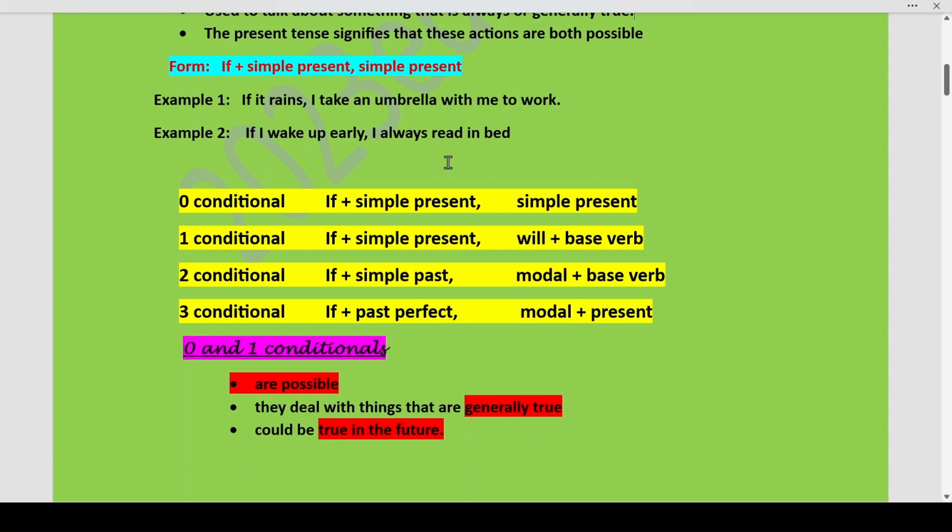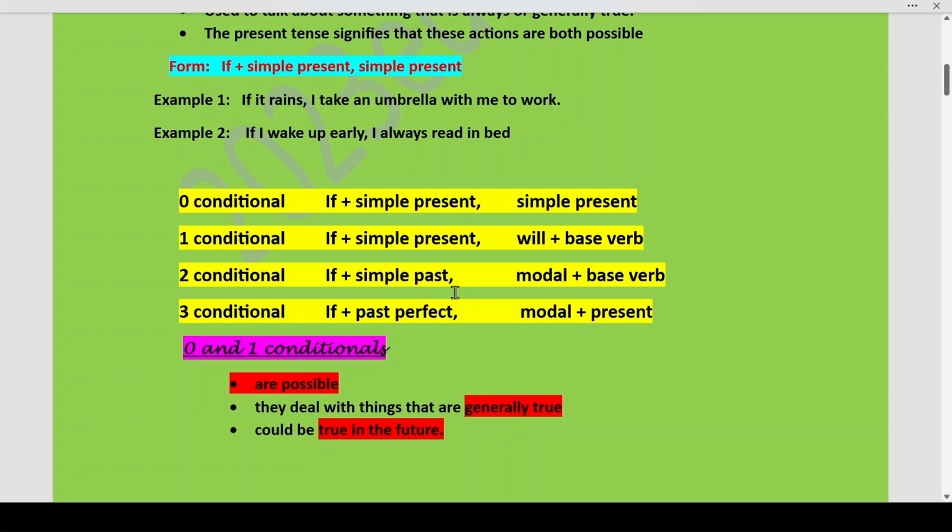Now, the four formats of the conditional sentences of type 0, 1, 2 and 3 are as follows. All the conditionals start with a subordinating conjunction, if, as you can see. Types 0 and 1 are always in the first clause, in the simple present tense, followed by simple present for the zero conditional, and for the first conditional, it is will plus the base verb. Second conditional and third conditional are in past tenses.